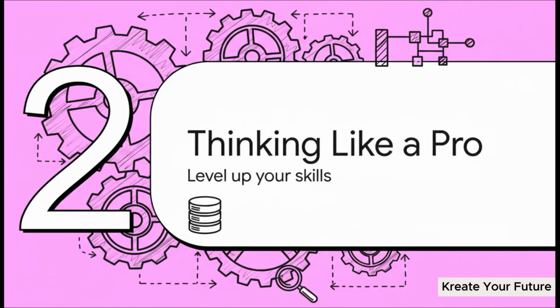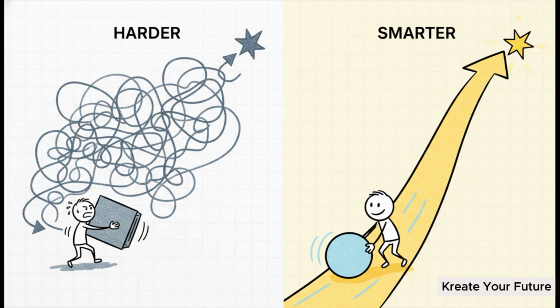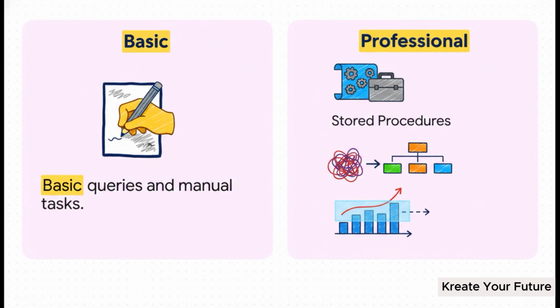Okay, so once you've got those building blocks in place, it is time to level up. This is where you go from just asking basic questions to actually designing smart, elegant solutions. You really start to think like a pro. And the big shift here, it's all about working smarter, not just harder. See, it's not enough to just find the answer anymore. Now, the goal is to find it in the smartest, most efficient way you possibly can. This is where you go from doing things the hard way to using professional methods.